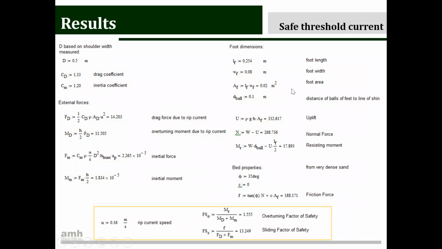To determine if the simulated rip currents are safe for active swimming when these coastlines are open, a simple stability analysis was carried out. The human body is idealized as a vertical cylinder, with assumed drag and inertial coefficients, and body dimensions as shown here. It is found that the overturning instability is more critical than the sliding. To cause overturning of an average adult, a rip current intensity of at least 0.16 meters per second is needed in the depth of 1.6 meters.